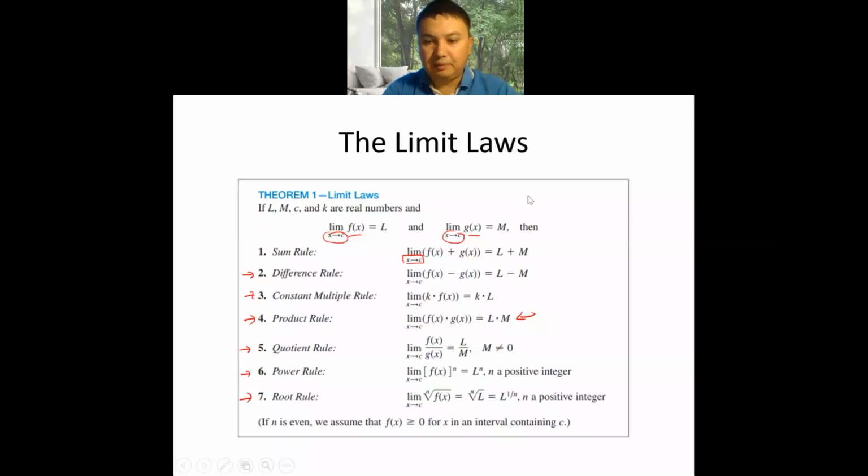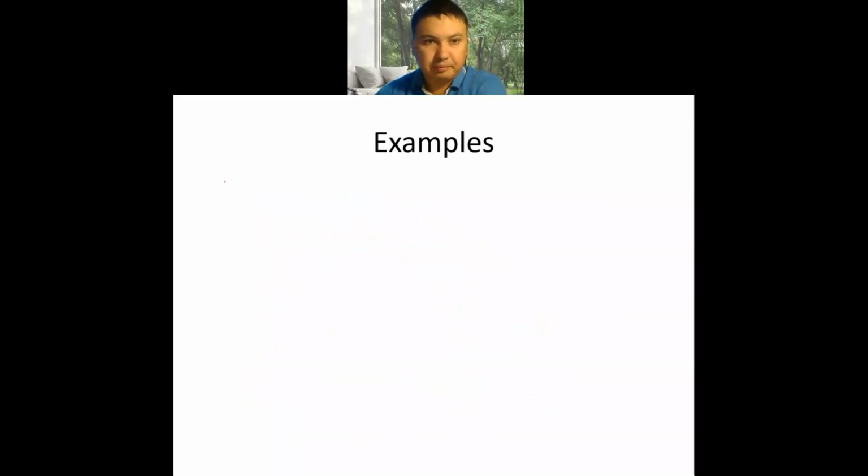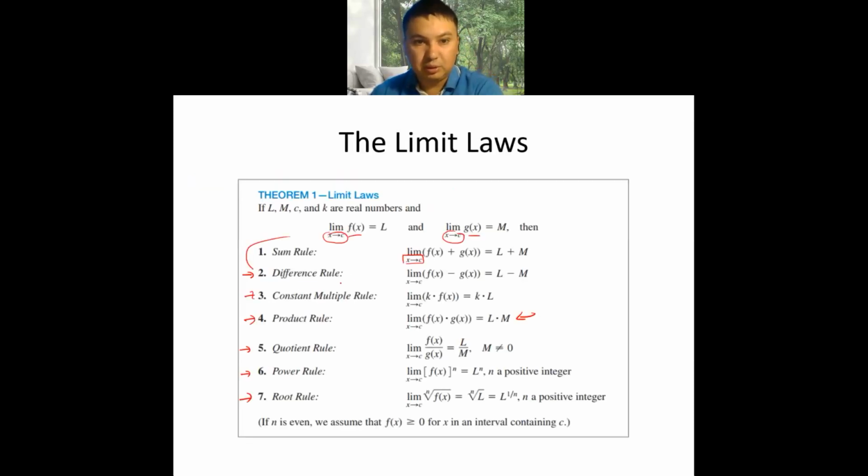Let's do an example. First, let's say that I want to find the limit as x goes to 2 of x squared minus 2x plus 1. Something like that. So the limit of this function. We know that the limit of the sum is the sum of the limits, and the difference also, so we can write it in the following form. So I'm using the first two properties.